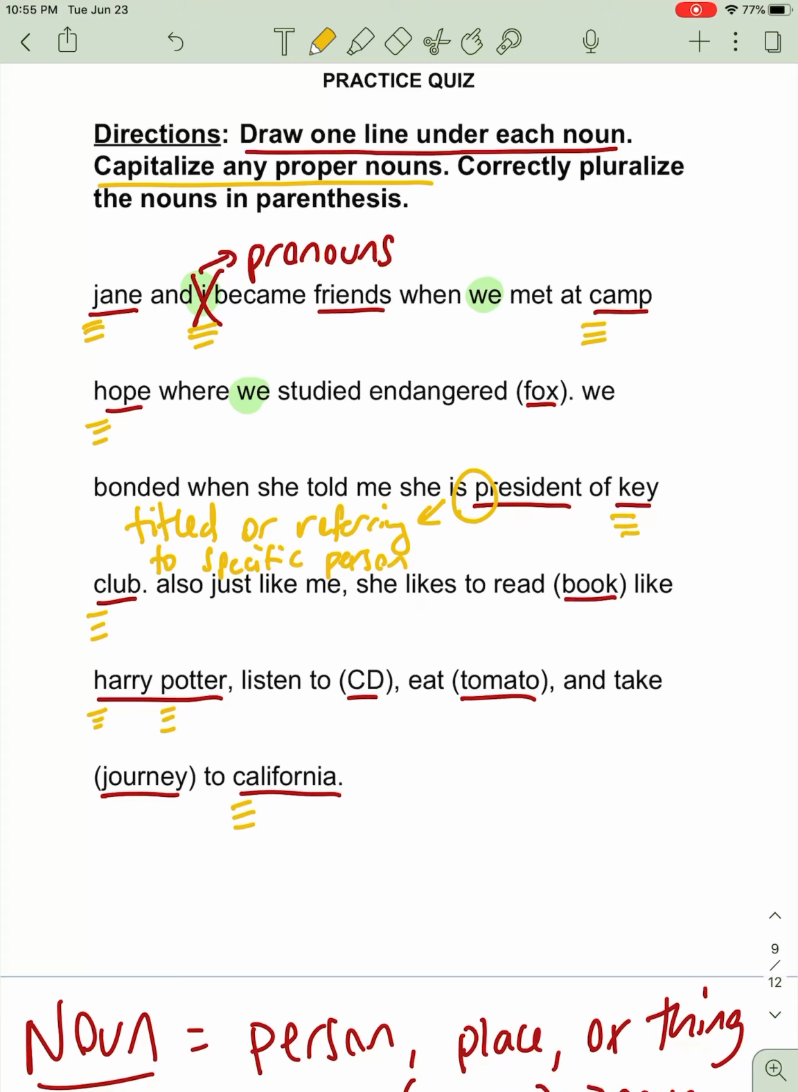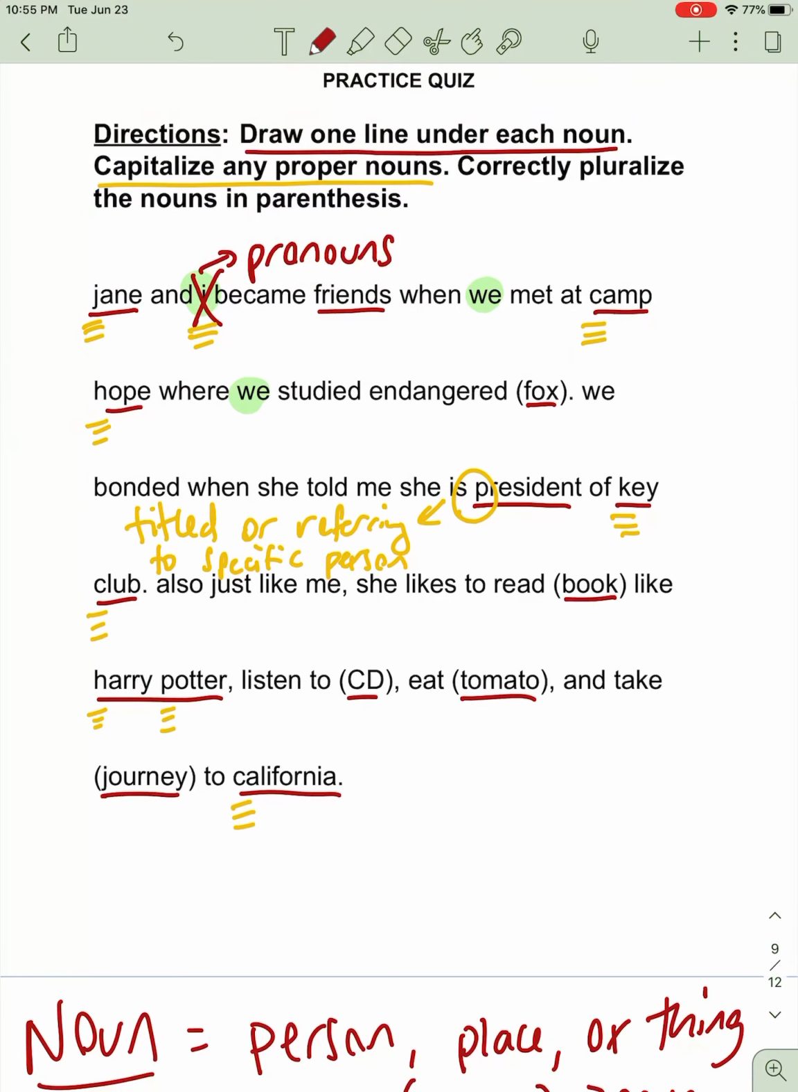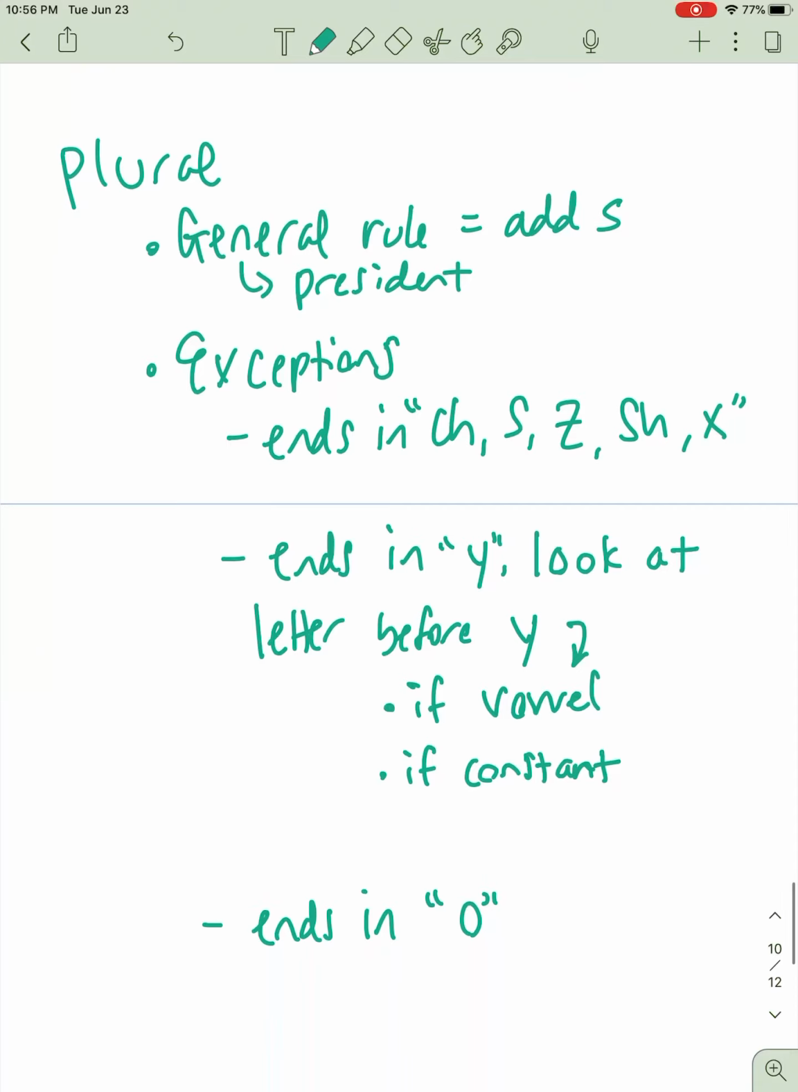All right, last thing that you guys need to do on your upcoming quiz is correctly pluralize nouns. So again, let's just take a minute to review the rules for plural. So the general rule for making a noun plural is to add an S. So let's go back to this example of president. How would I make president plural? I would just add an S. And now we are done, except there are always exceptions.